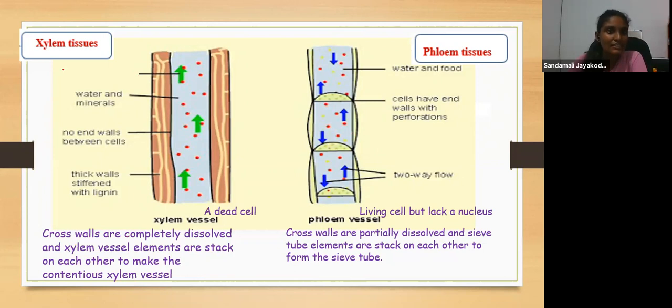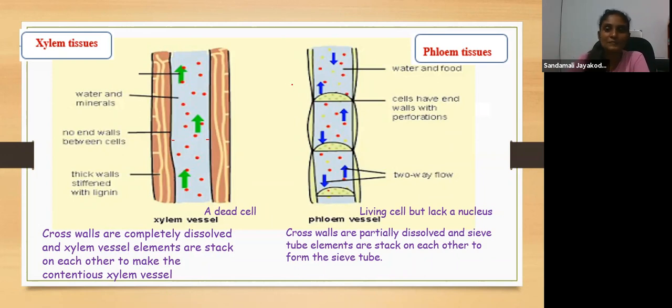And in xylem vessel elements, all the cross walls which should be there have completely dissolved, and all the xylem vessel elements are connected together. They are stuck on each other to make a continuous tube-like structure, just like a water-carrying tube. So it's a continuous xylem vessel now. It carries water and minerals.